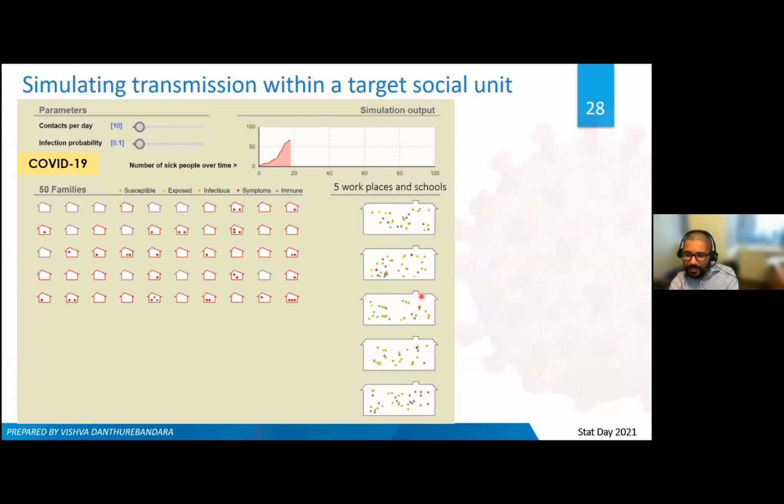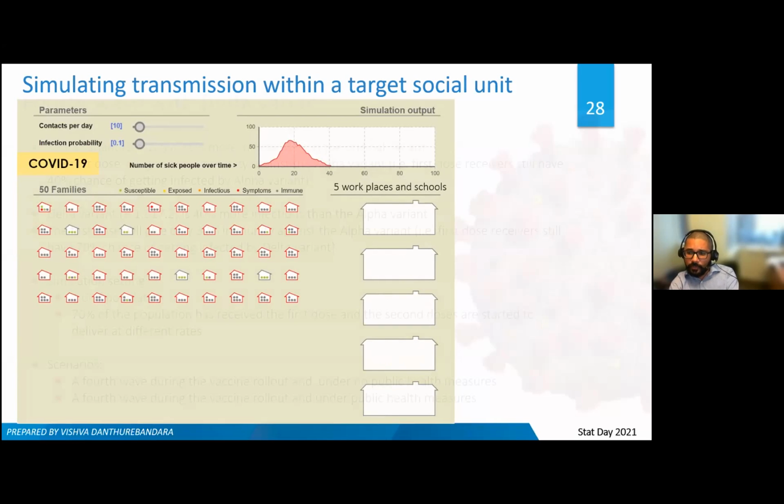Then we can implement some detailed restrictions. For example, we can close schools. Then school-age children will stay at home. Or we can implement a working from home policy and see its impact. Likewise, we can test hypothetical scenarios and figure out the best public health measure to save this village before it's too late, right? Okay, let me give you one more example and I will wrap this up.